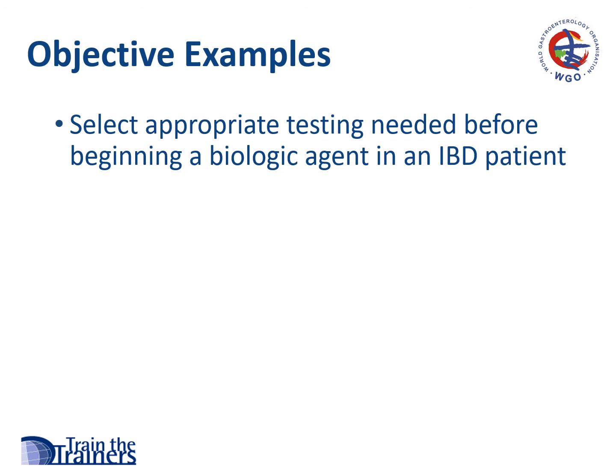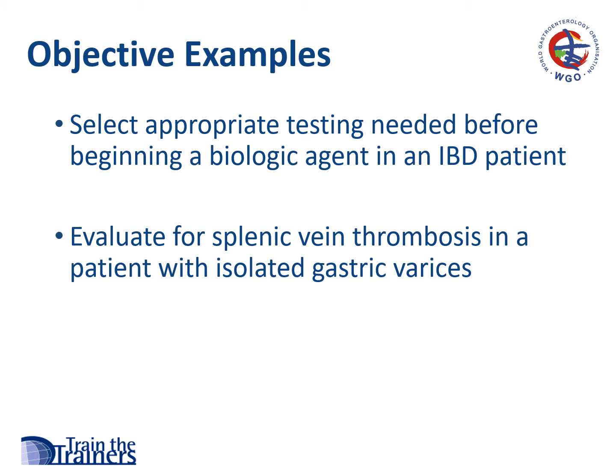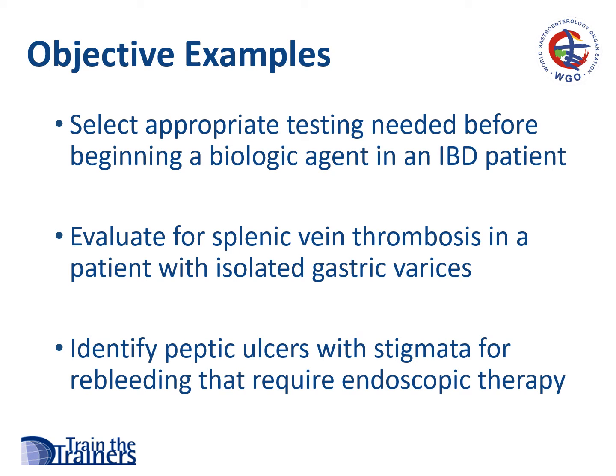Listed here are examples of good objectives. Select appropriate testing needed before beginning a biologic agent in a patient with inflammatory bowel disease. Evaluate for splenic thrombosis in a patient with isolated gastric varices. And identify peptic ulcers with stigmata for rebleeding that require endoscopic therapy.